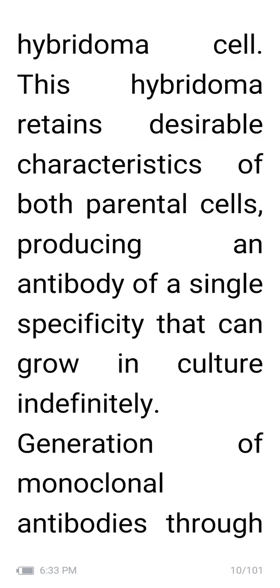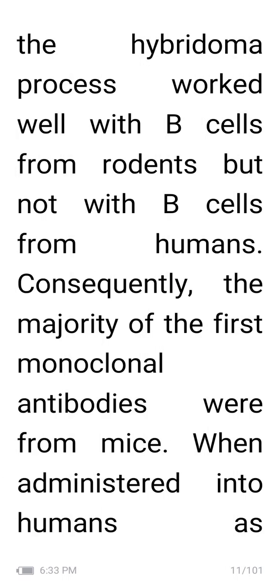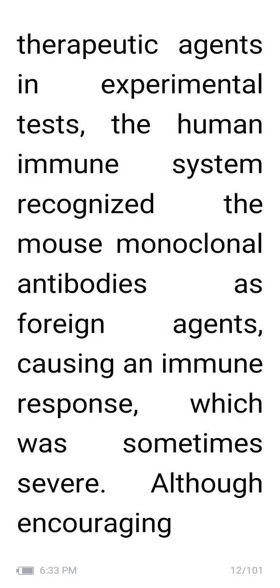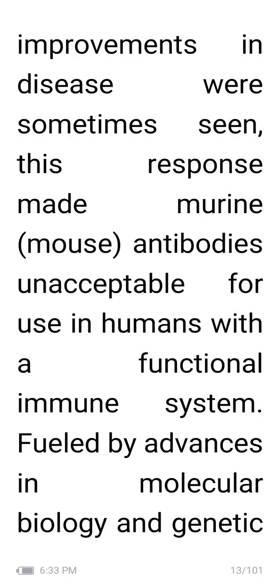So, generation of monoclonal antibodies through the hybridoma process worked well with B cells from rodents, but not with B cells from humans. Consequently, the majority of the first monoclonal antibodies were from mice. They were administered into humans as therapeutic agents in experimental tests. The human immune system recognized the mouse monoclonal antibodies as foreign agents, causing an immune response which was sometimes severe. Although encouraging improvements in diseases were sometimes seen, this response made murine, or mouse, antibodies unacceptable for use in humans with a functional immune system.